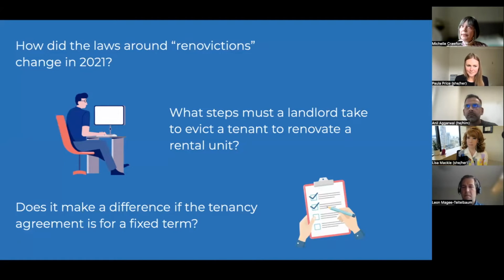Well, yes, because in BC now, at the end of a fixed term tenancy, it goes automatically to a periodic tenancy unless the landlord is going to move in. So if the landlord isn't going to move in, it goes to a periodic tenancy. And if they want to renovate the unit, that's not moving in. So yeah, they need to apply to the branch. If I understand your question correctly.